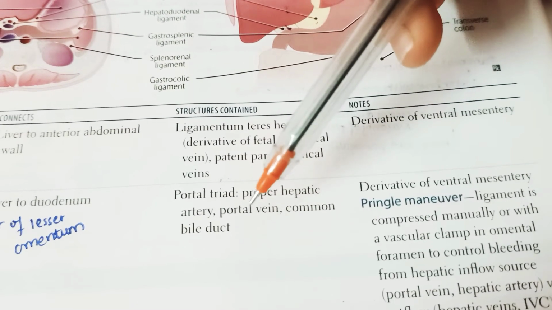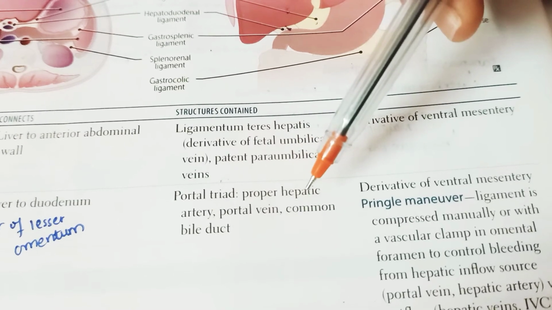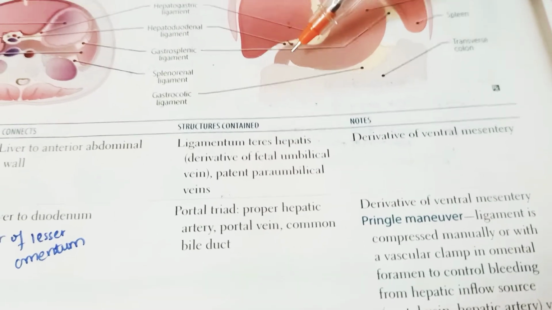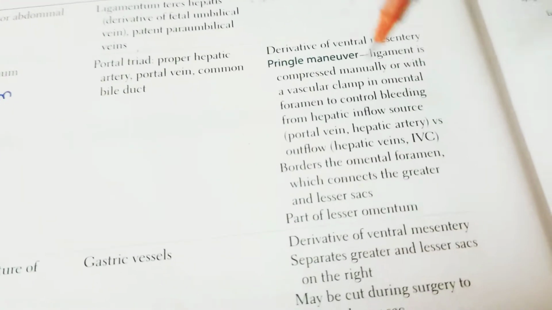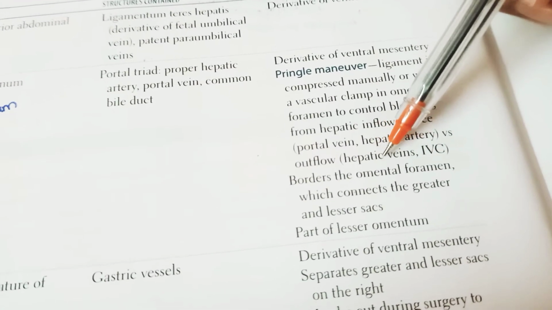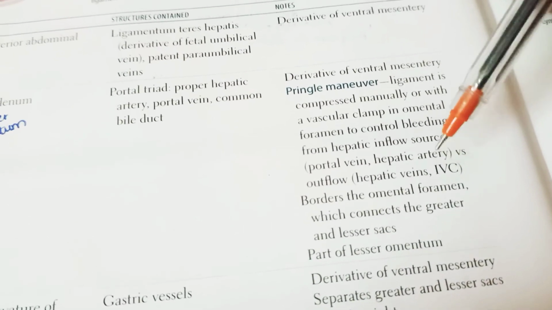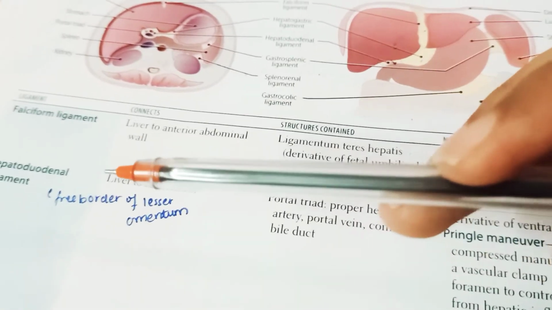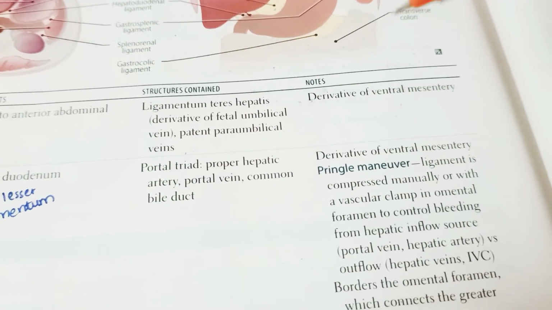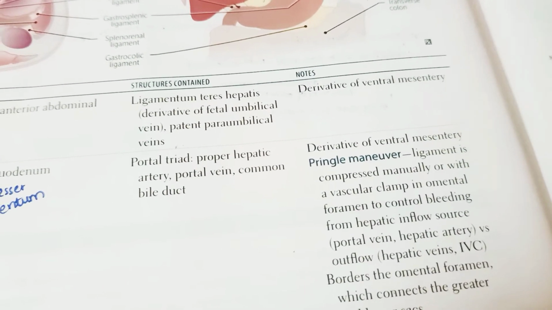If the bleeding is from either the portal vein or hepatic artery, then if we clamp this hepatoduodenal ligament, the bleeding will stop. But if the bleeding still continues, then you can say the bleeding is from either the hepatic vein or IVC. So to differentiate that, we do the Pringle maneuver, and for that we need this hepatoduodenal ligament. Again, it is also a derivative of ventral mesentery.